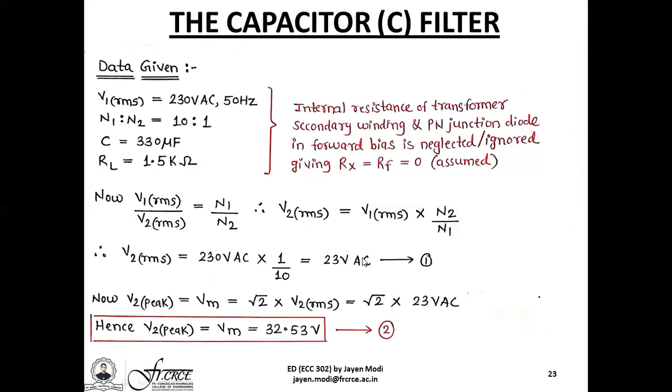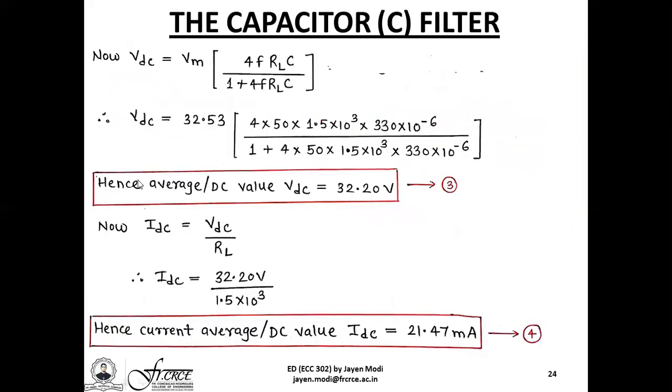And once you get the RMS value for the secondary, the peak value is obtained by V2 peak, also called as VM, is nothing but root 2 into V2 RMS, that is nothing but root 2 multiplied by 23 volts AC. So you get the maximum or the peak voltage as 32.53 volts. Once VM is currently there with you, it becomes very easy to calculate the value for the DC voltage.